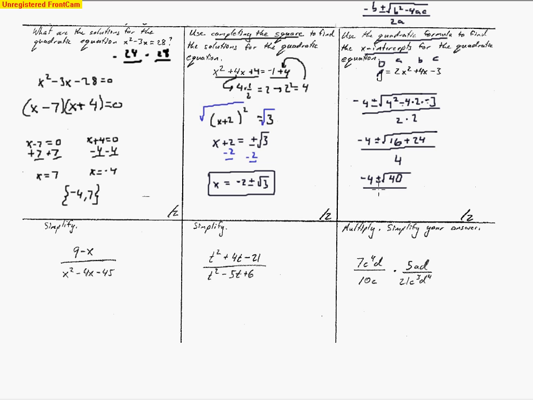Now there is a way to reduce this fraction a little bit to make it a little simpler, but for right now, we're going to leave the answer like this in the exact form. There it is. If we wanted to approximate it, we'd have to approximate the square root of 40. Add that to negative 4, then divide by 4. Subtract it from negative 4, then divide by 4.